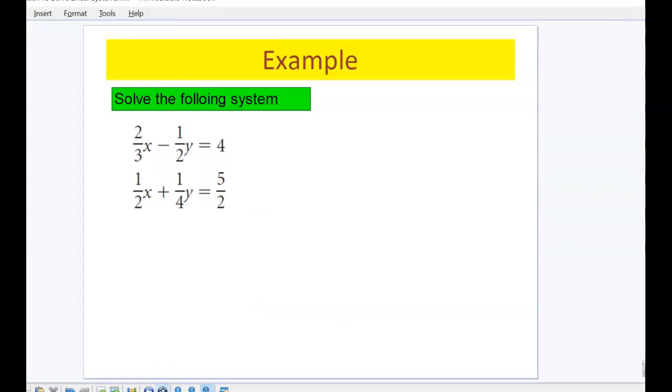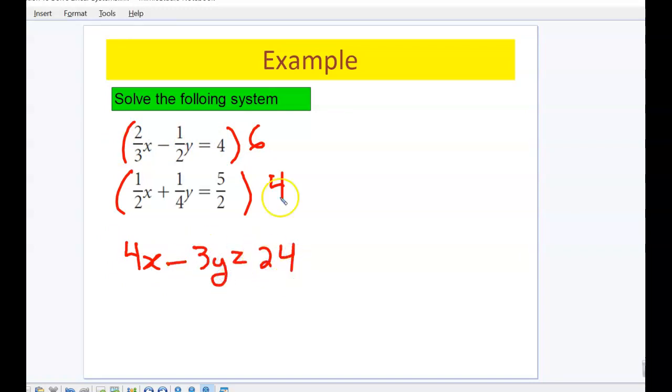Okay, in our last example, we've seen one like this when we did section 7.4. Again, we want to get rid of our fractions first. So to do that, I'm going to multiply everything through by 6. And here I'm going to multiply everything through by 4. So if I multiply the 2/3 by 6, I get 12 over 3, which is going to be 4x minus 3y, and that equals 24. And this is going to give me 2x plus y is equal to 10.